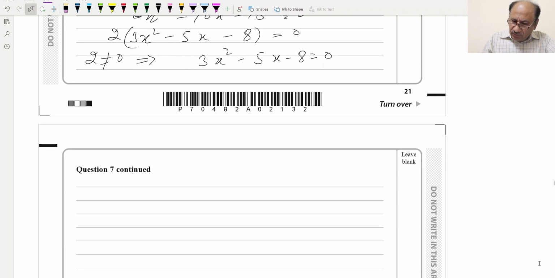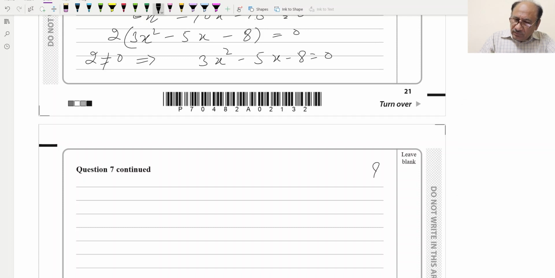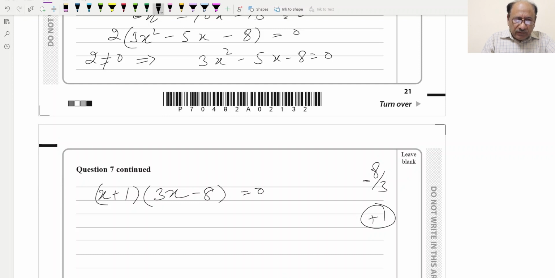Further we can factorize. For factorization of this equation, the coefficient of x squared is 3, then minus 5 and minus 8, so 8 by 3 and minus 1. Change sign, and we will use this, so it will be x plus 1, and for this one we will write 3x minus 8, and this is equal to 0. So x is equal to minus 1 and x is equal to 8 by 3.